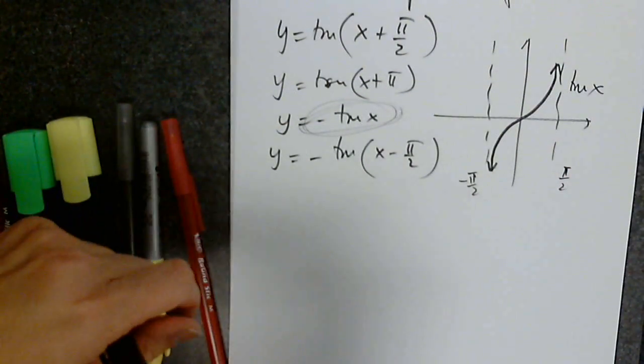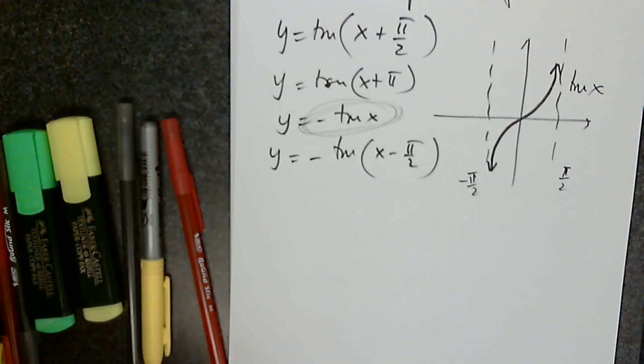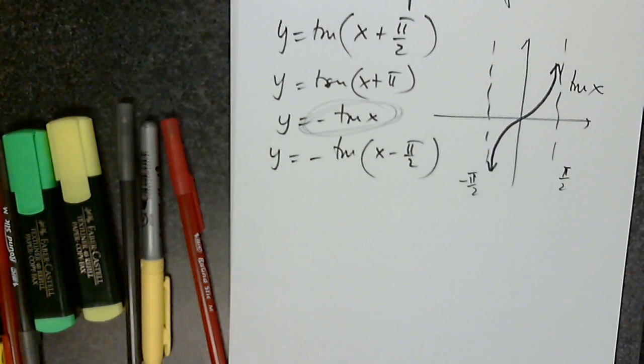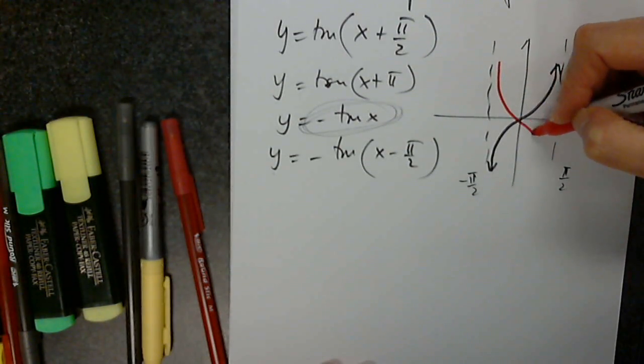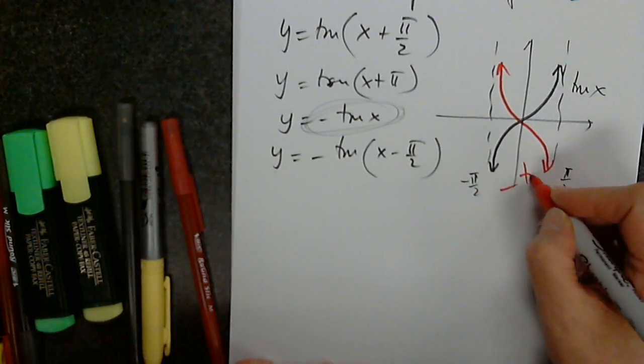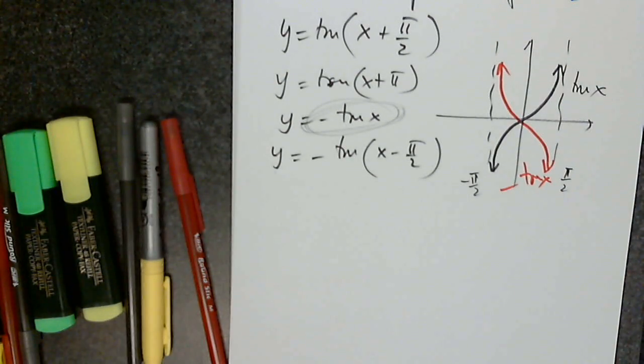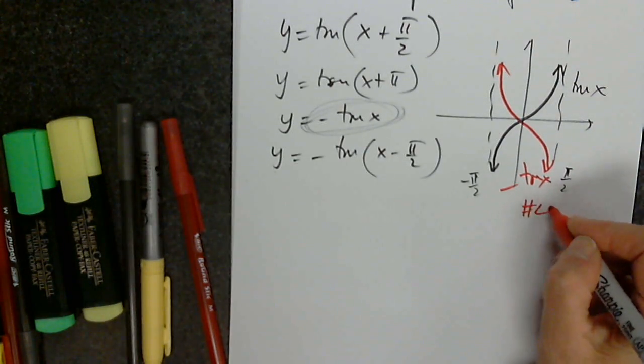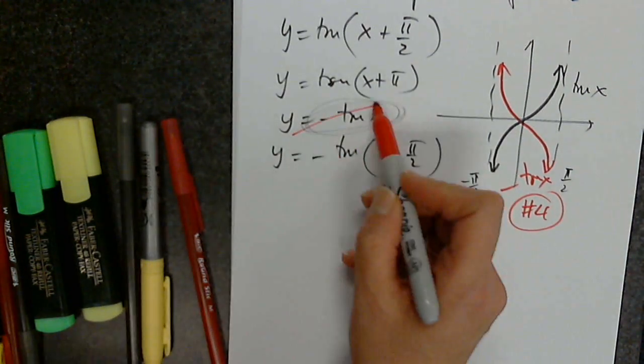Can anyone tell me how to graph this? What transformation is that on tangent x? What am I doing to tangent if I want to graph negative tangent? Where does this branch go? Which one is it, 1, 2, 3, or 4? It is 4. It's still between negative pi over 2 and pi over 2, so it must be number 4. Good, this is done.